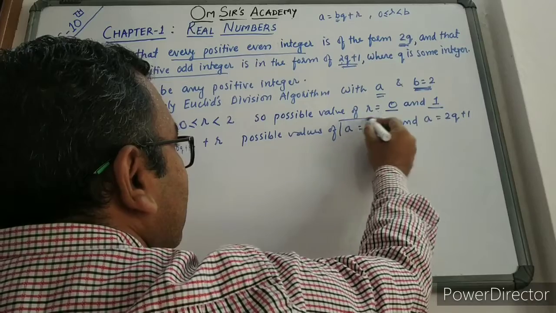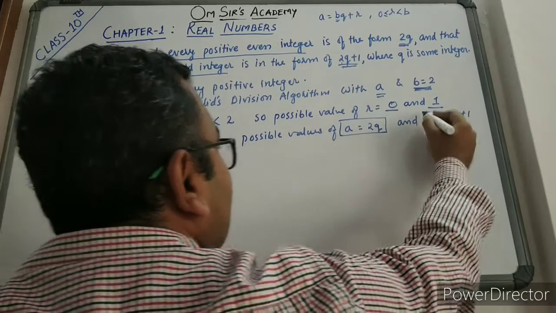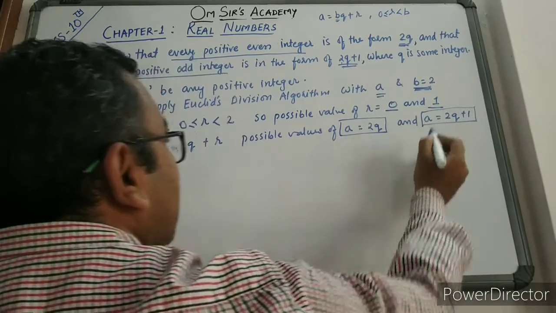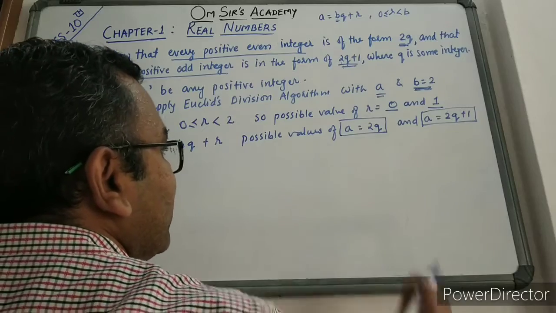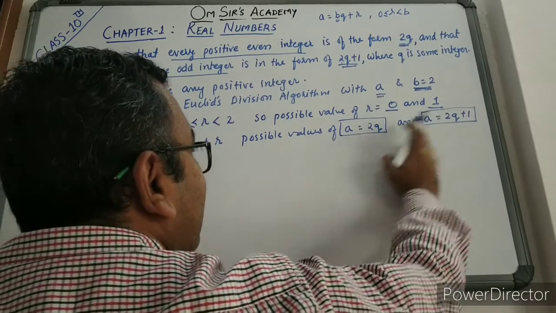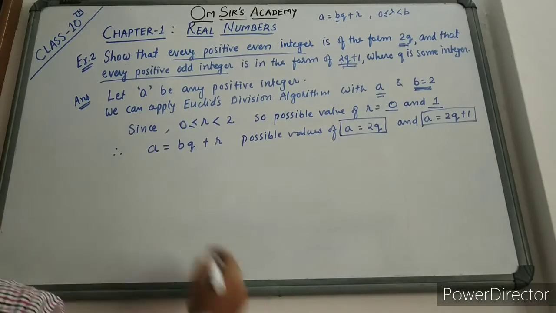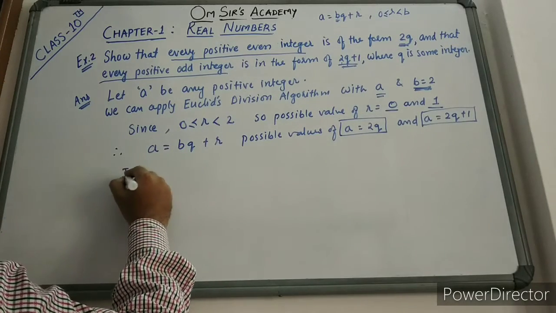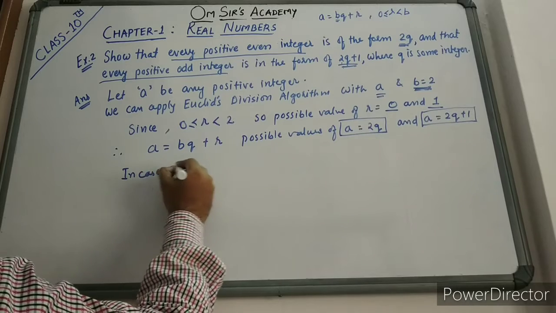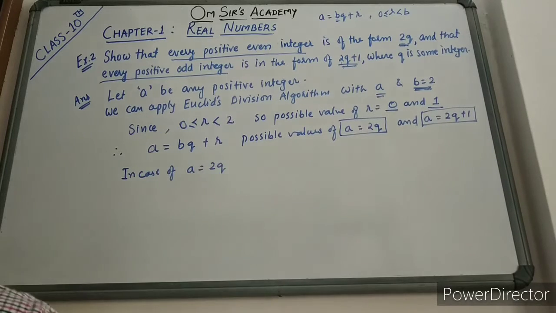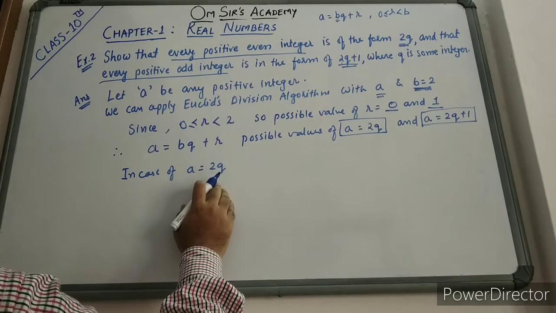So in the first case I can take a equals to 2q, and in the second case I can take a equals to 2q plus 1. Here I am taking remainder as 0, here I am taking remainder as 1. Okay, now in case of a equals to 2q, it is an even positive integer.